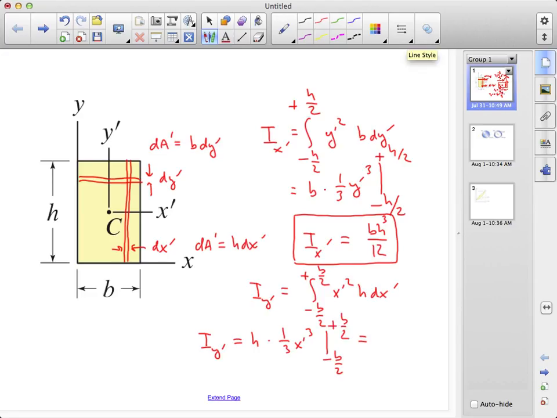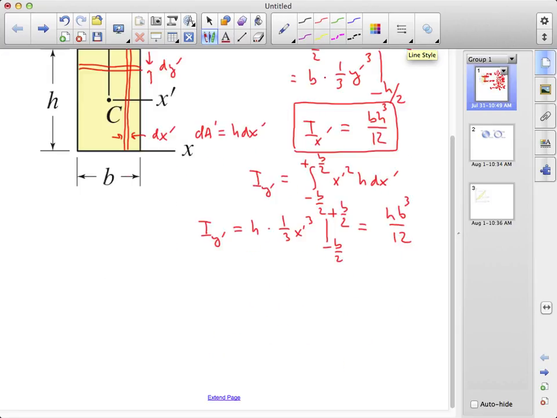And this ends up being hb cubed over 12. So we can see in comparing Ix prime and Iy prime that the roles of b and h have simply been transposed.